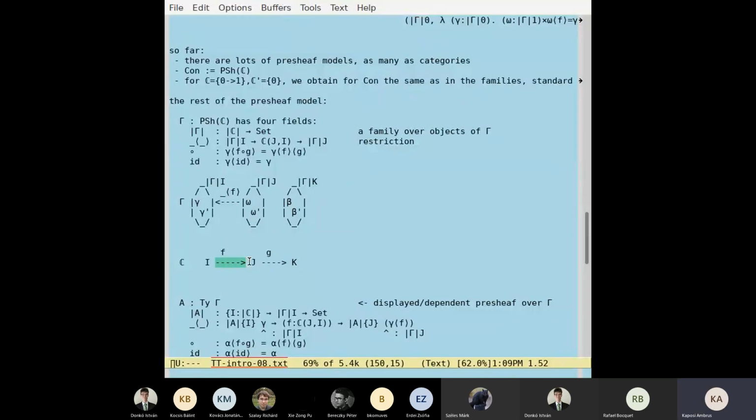If f went from I to j, but sorry, to make it match with what I wrote here, I should make f go in the other direction, okay? And then the restriction goes in this way, right? And then it matches the notation here. So the restriction goes from gamma I to gamma j, right? So for each morphism here, I get a function here. So if I had another morphism here, say, then I would get another function in this direction, right?